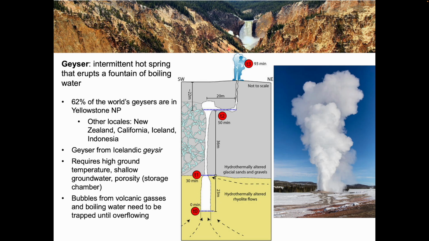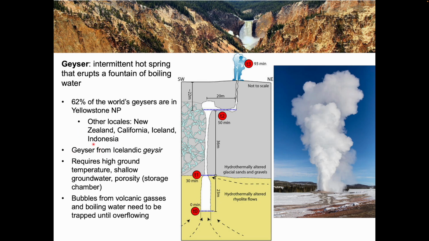This is a cross-section of the system beneath Old Faithful, the most famous geyser in the world, probably. About 62% of the world's geysers are in Yellowstone National Park. Other locales are in New Zealand. California has actually a lot of geysers in it in a few places. Iceland has a lot. Indonesia has a lot in a few places.